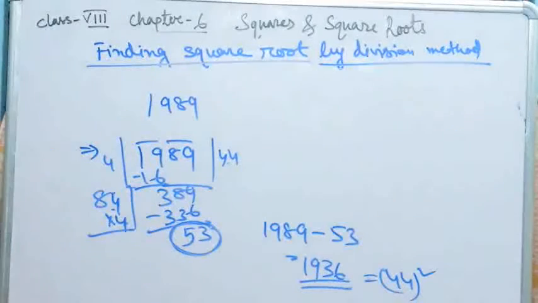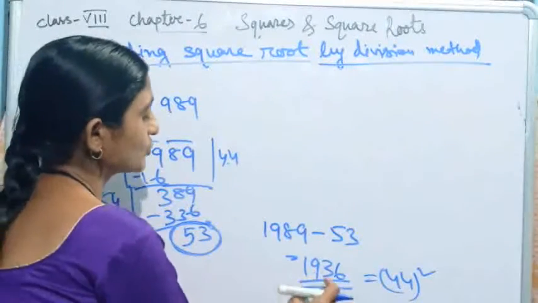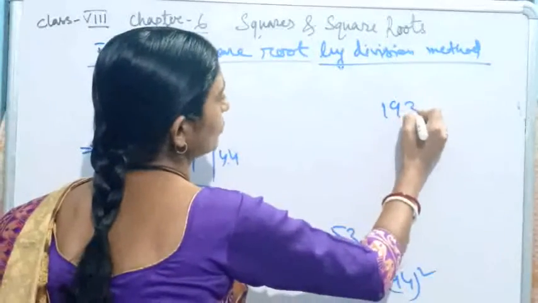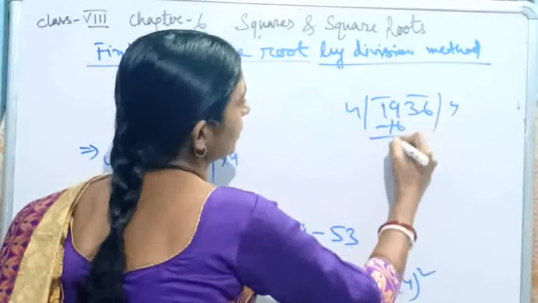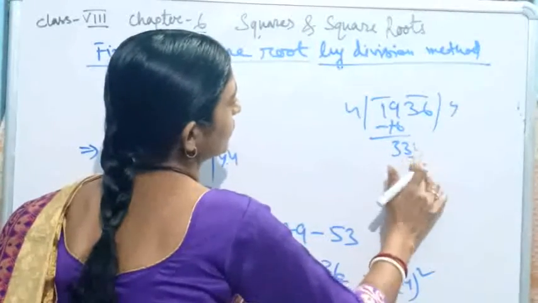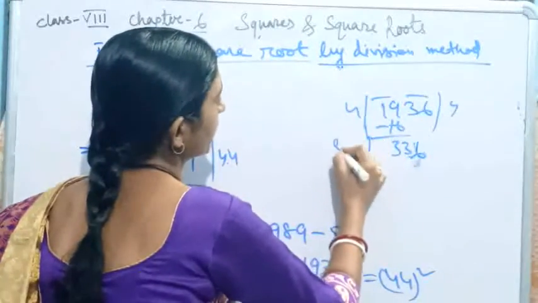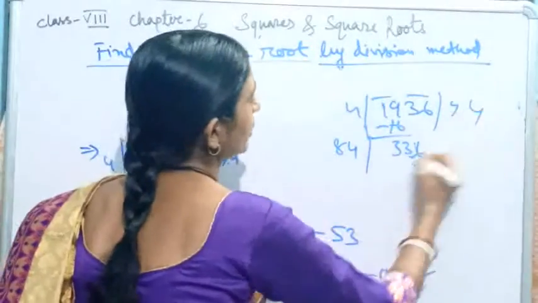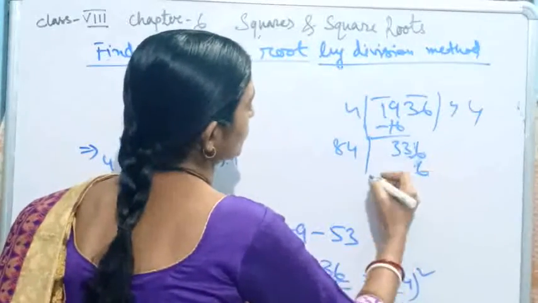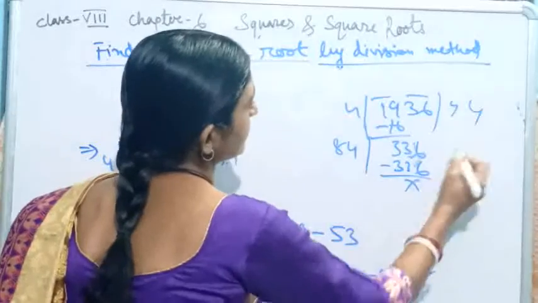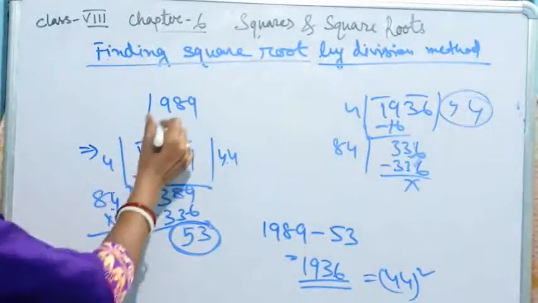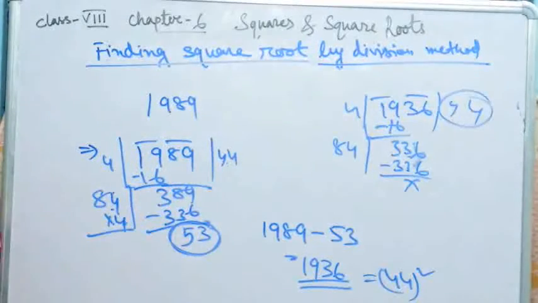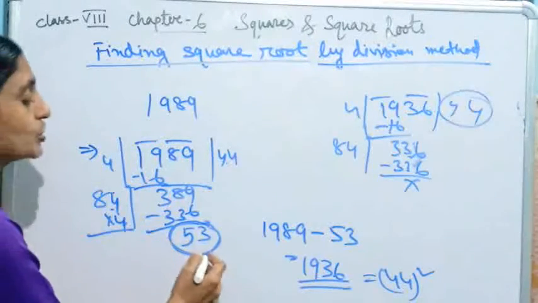If you do not agree with this, you can cross check. Let's go for the division method again. 1936, group them. 4 fours are 16, remainder 336. Go for the double of that, it is 8. 4 eights are 32, plus 1 is 33. Understood? Suppose a question is given asking what to be subtracted from a number to make it a perfect square. These are the methods you can follow.